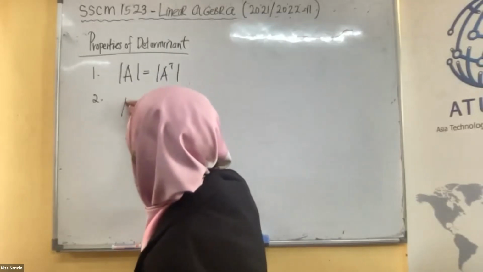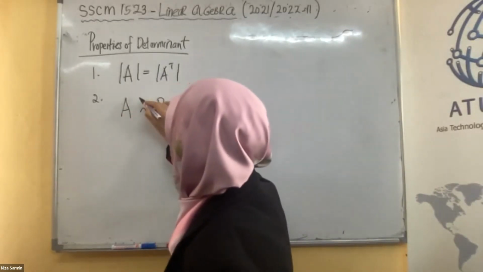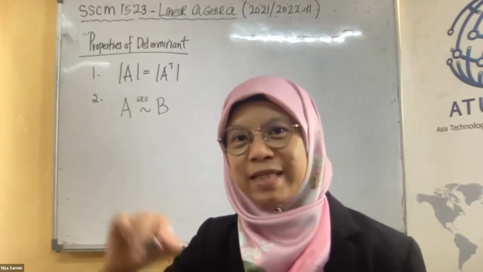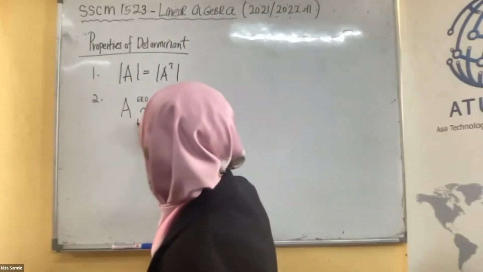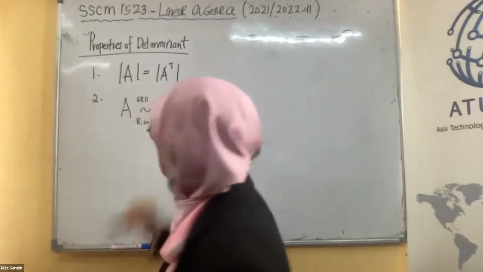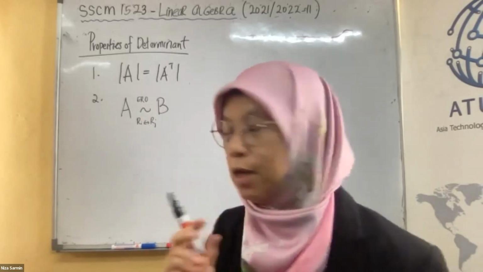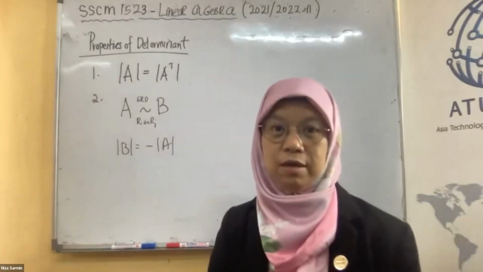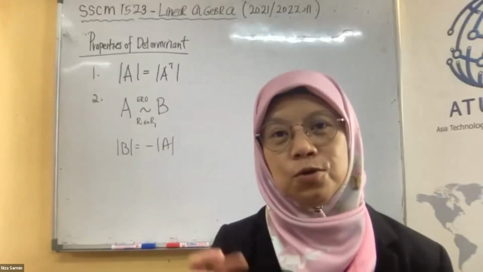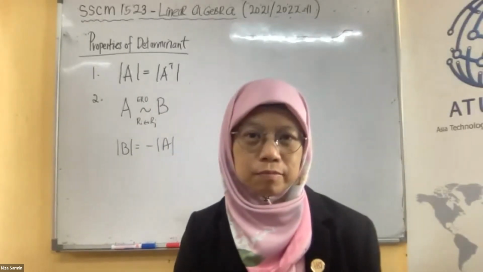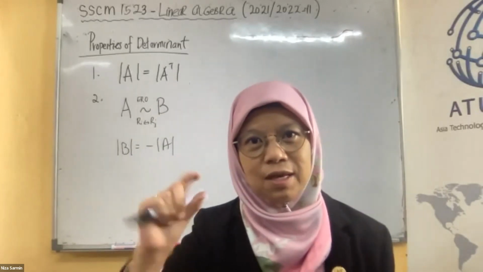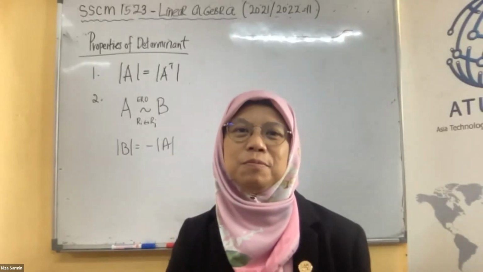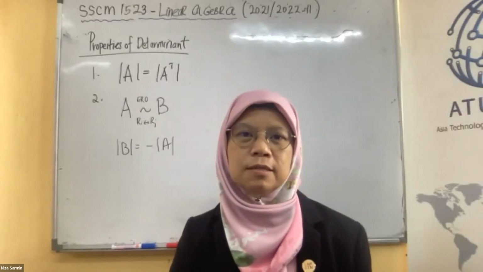If you have a matrix A and you do an elementary row operation to it and get a matrix B, and this elementary row operation is exchanging rows, the determinant of B is actually the negative of the determinant of A. I'm not going to go into the proof, but the reason is the i plus j in the cofactor expansion: when you exchange, it becomes negative.